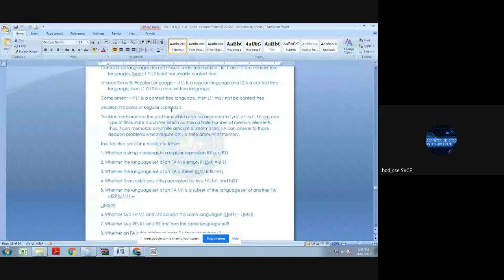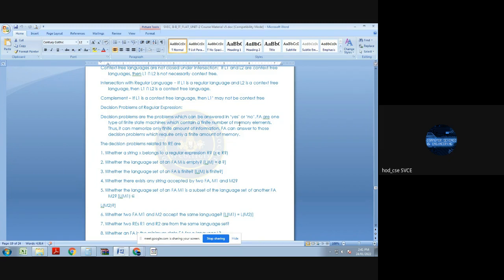Now, decision problems of regular expressions. Decision problems are the problems which can be answered either yes or no. It can be done, yes; it cannot be done, no. Finite automata are one type of finite state machine which contain a finite number of memory elements. So we can memorize only a finite amount of information. Here we have a finite length of tape, so we can remember only some length of information.